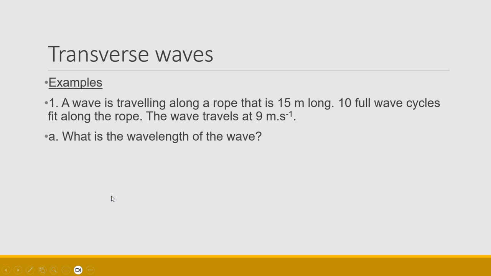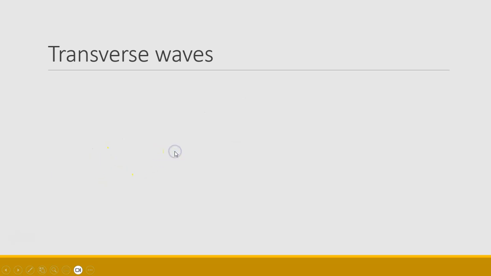So to calculate the wavelength of the wave, we say 15 divided by 10. We don't have to say 15 meters divided by 10 cycles. 15 divided by 10 will do, and that gives us one wavelength of 1.5 meters. So now we have the speed of the wave and we have the wavelength of the wave. And the next question asks us to calculate the frequency of the wave.